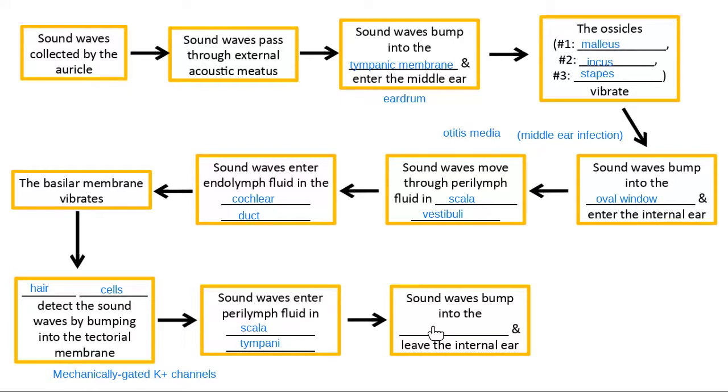I send them all the way to a structure that spits them back out into the middle ear. What's the name of the membrane that they bump into before they're completely gone? Yeah, the last thing they bump into, that's called the round window. The round window is the end of the internal ear.